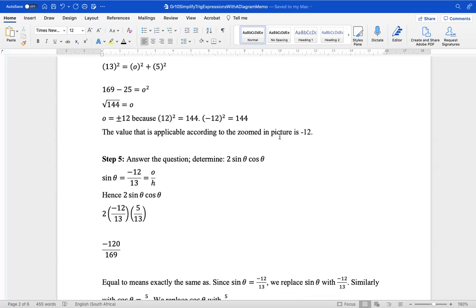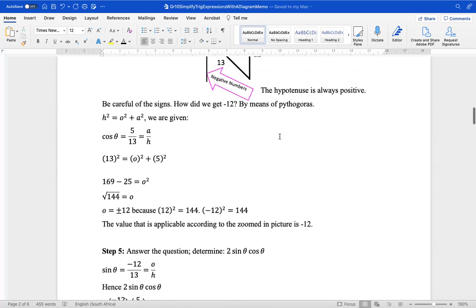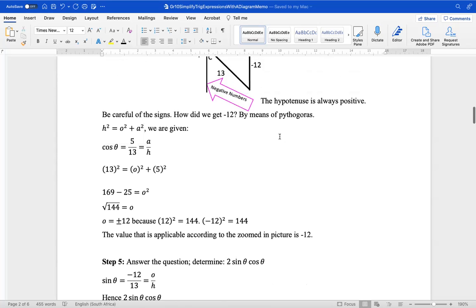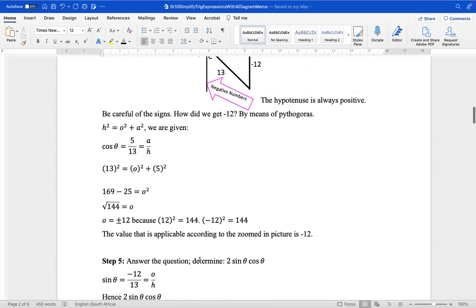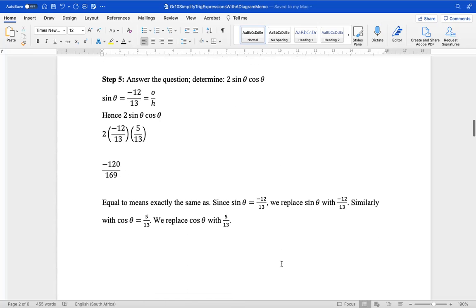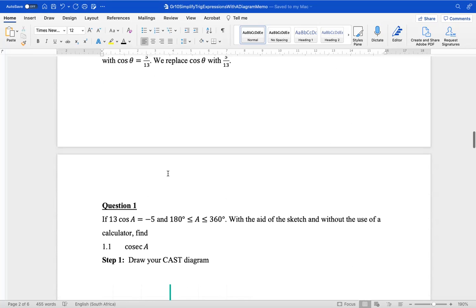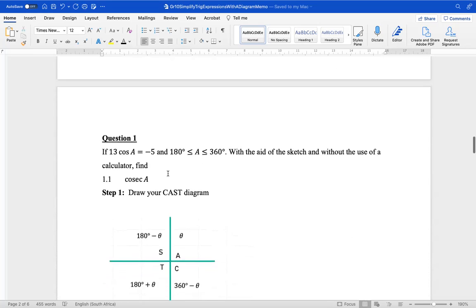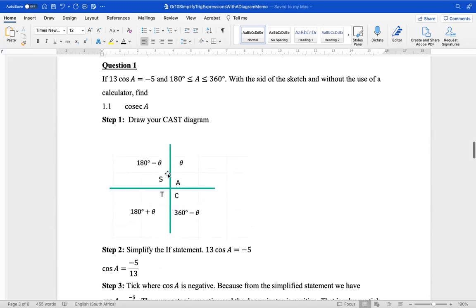We are not solving for theta. Mr. Marker didn't say solve for theta. He said determine 2 sine theta cos theta. He didn't say find the value of theta. So it's all about ratios, which is the fraction. So you plug in and then you can use a calculator, which happens to be 120 over 169.